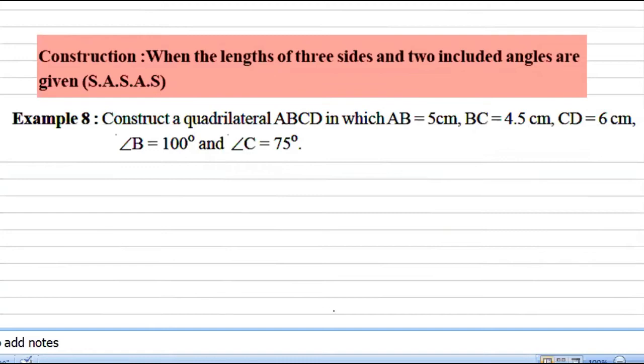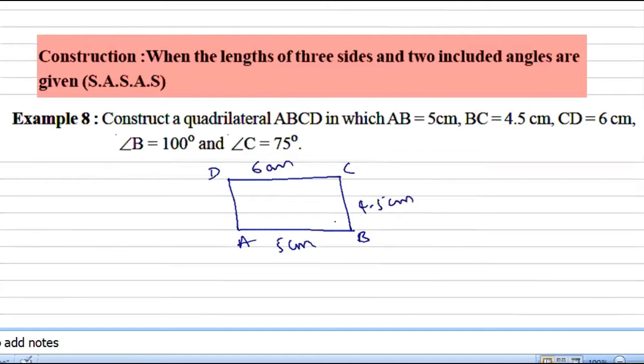As we already know, we need to construct the rough sketch. So what is our first step? Draw a rough sketch as usual and mark the measurements given. Mark A, B, C, D, and write down AB as 5 centimeters, BC 4.5 centimeters, CD 6 centimeters, angle B here we have 100 degrees and angle C 75 degrees.